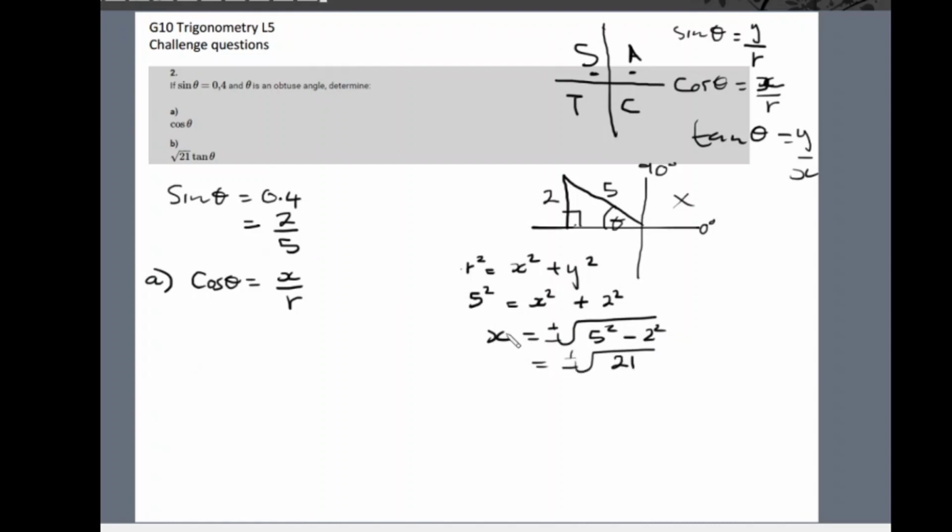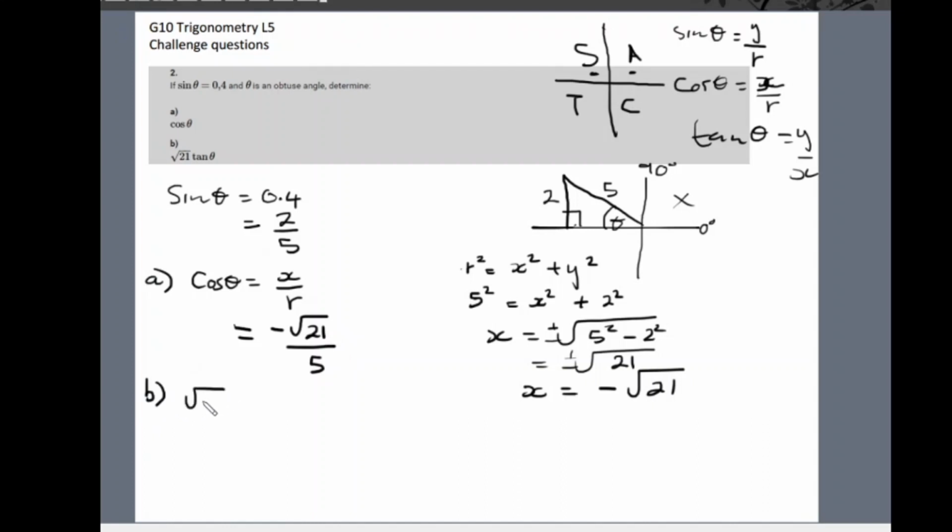Plus or minus. But because we are in the second quadrant, we sort of fall in the negative x-axis, so x has to be negative there. So we can conclude that x is equals to minus the square root of 21, right? So now we can calculate the value of cos theta by saying it's equals to x over r. X is minus the square root of 21, r is 5, so that is the value of cos theta, right? So now we move to question B.